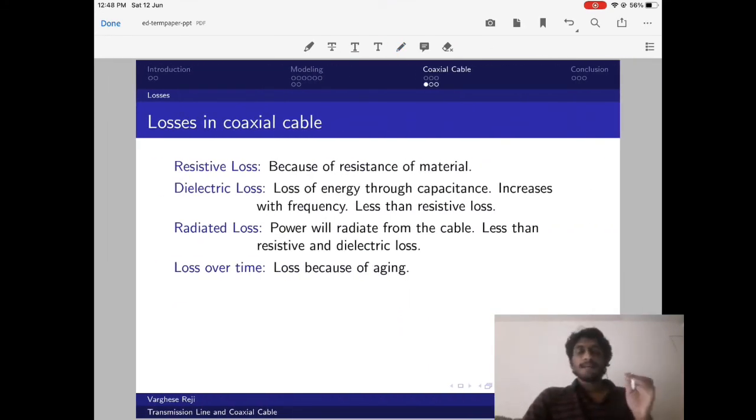Now, what are the major losses in a coaxial cable? First thing is resistive loss. This is coming from the material properties. There will be an inbuilt resistivity to the materials which are used to make this coaxial cable. So resistive loss is coming from that. Next thing is dielectric loss. I already told that there will be a conductance for this dielectric, and there will be a capacitance effect. This capacitance also depends on the dielectric material. So this loss is coming from that, but it is lesser than the resistive loss.